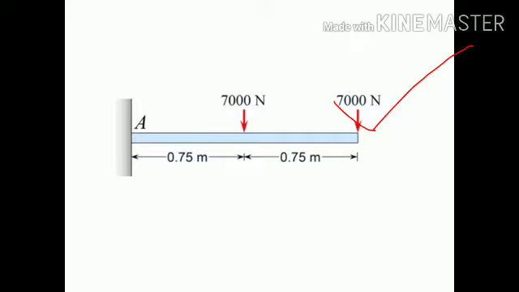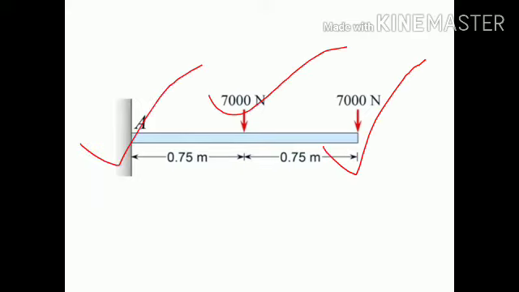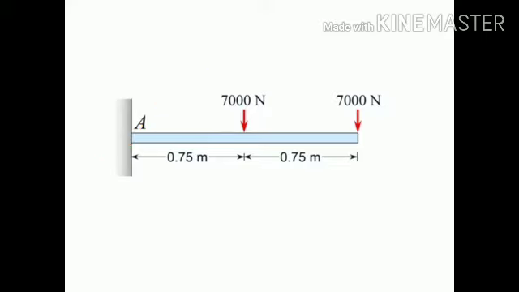When we draw the SF and BM diagram, first of all we find out the shear forces. How many points are there? That means 3 points: the end point, the middle point, and the fixed point, which is point A. After that, we will find out the BM at the different points, then draw the shear force diagram, and after that draw the BM diagram. Now, how can I find out the shear force at different points? Let's see.